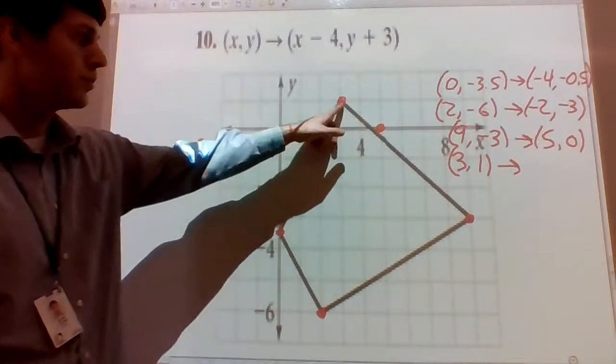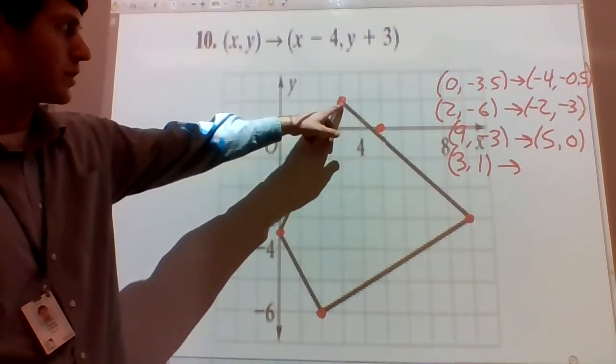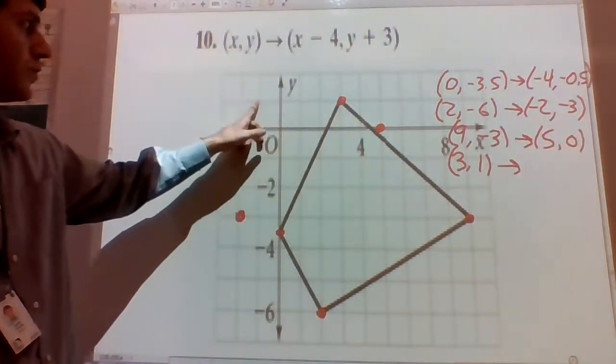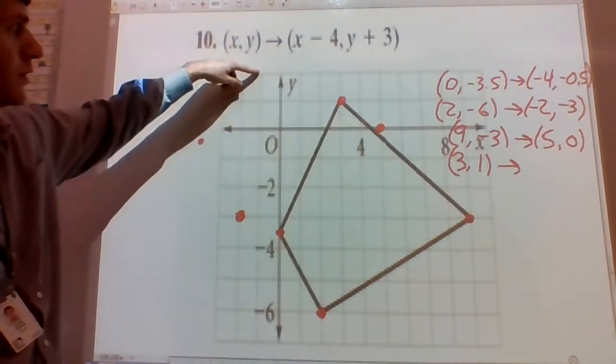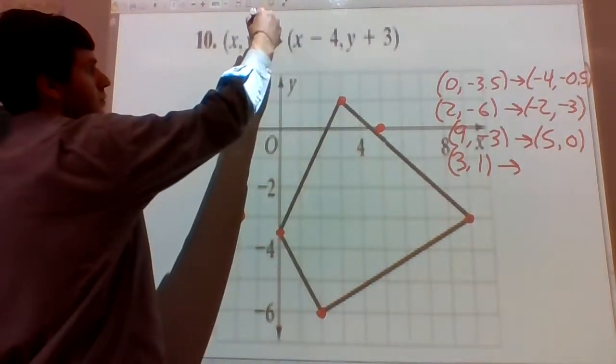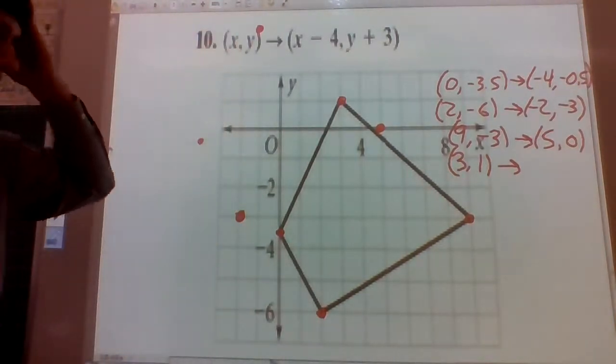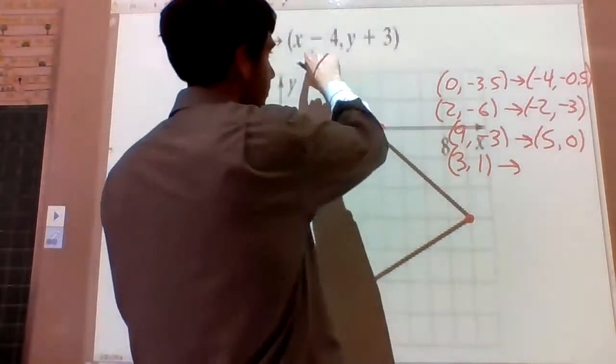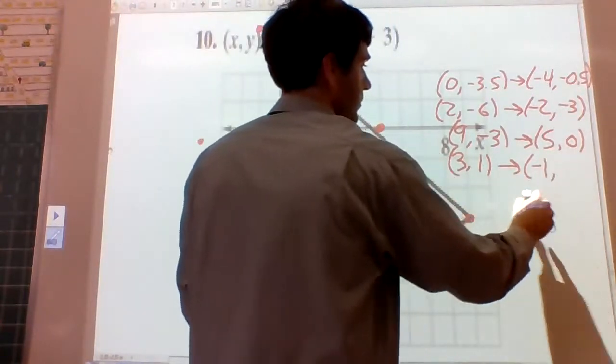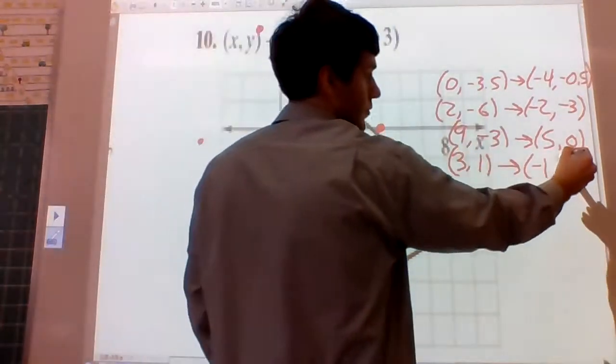Okay, last one, 3, 1. Again, we want to go 4 to the left. 1, 2, 3, 4. And up 3. 1, 2, 3. That should be -1, 4. Let's check it. 3 minus 4 is -1. 1 plus 3 is 4.